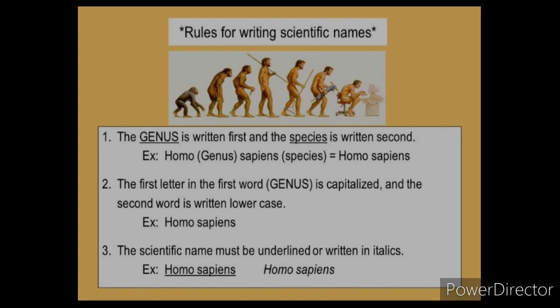And one more rule: the first word denoting the genus starts with a capital letter, while the specific or species name starts with a small letter. It can be explained with one example. We write Homo sapiens. H should be a capital letter, s should be a small letter.